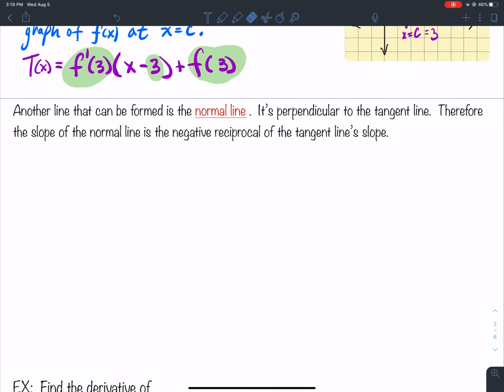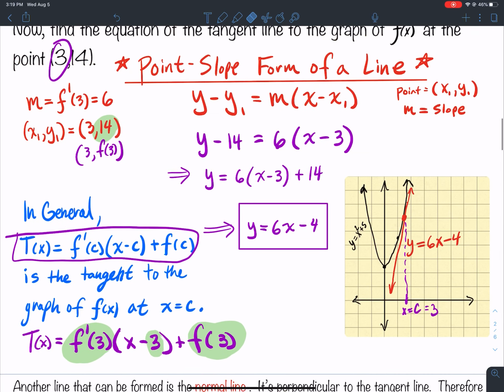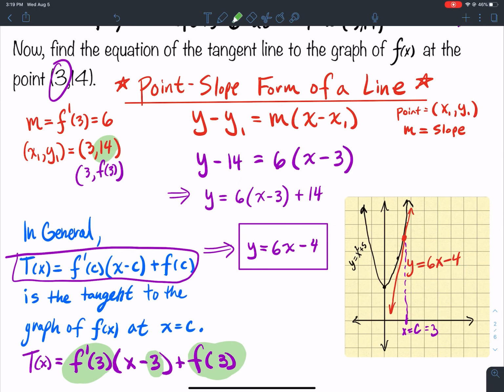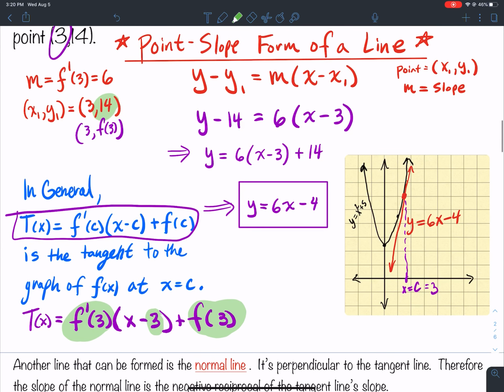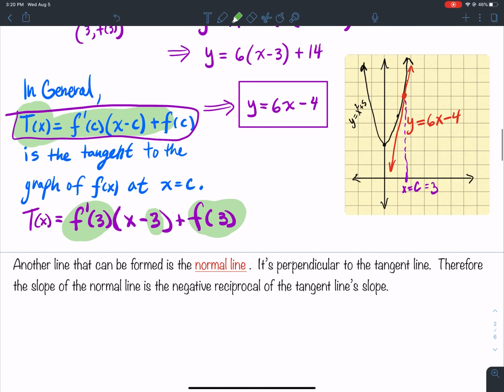So in this video, we're going to extend on the last one that we used to figure out what the equation of the tangent line to the graph was with the point slope form. And we defined that to be t of x equal to this in general. So another line besides the tangent line is the normal line, okay?